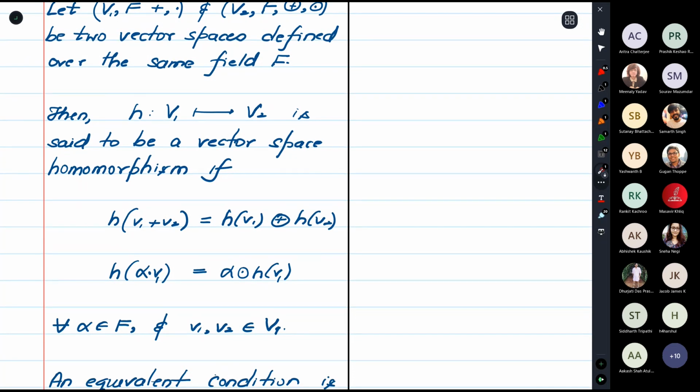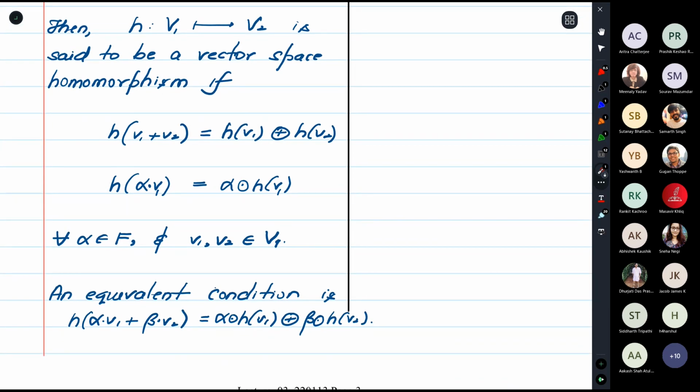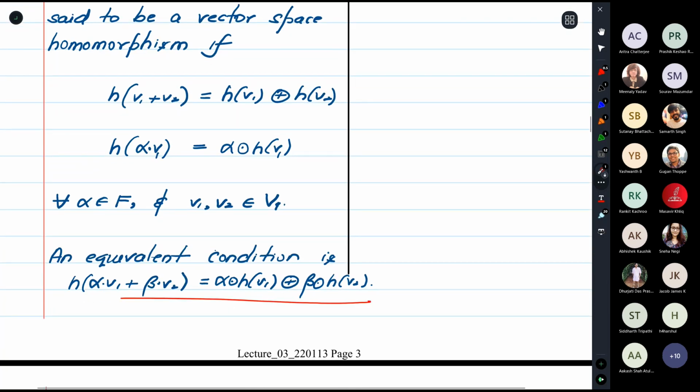It goes without saying that we require these relationships to be true for all alpha in the field F and for all v1, v2 in the domain V1. So these conditions need to hold true for every possible alpha in F and every possible v1, v2 in V1. I won't be proving it, however it is not very difficult to prove. One can see that an equivalent condition for these two things to be true is the following. So what is this condition? It says that you take this generic form, which is alpha times v1 plus beta times v2.